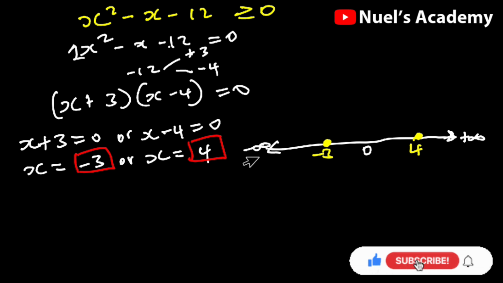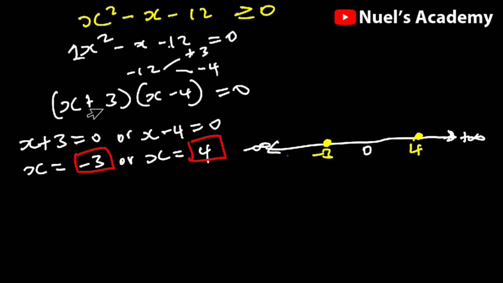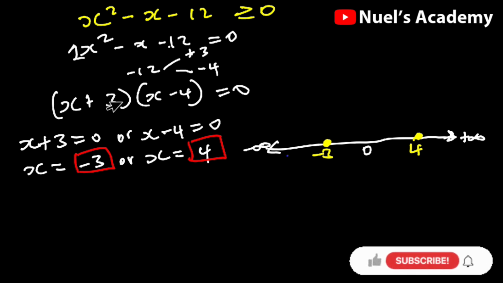So we have negative infinity to negative 3. So we're going to pick a value that falls under this range. So let's pick negative 7. So negative 7 plus 3 here is going to give us a negative answer. So we write negative here. Negative 7 minus 4 is also going to give us a negative answer. So we write negative here. Negative times negative is going to give us positive. So we're going to write positive here.